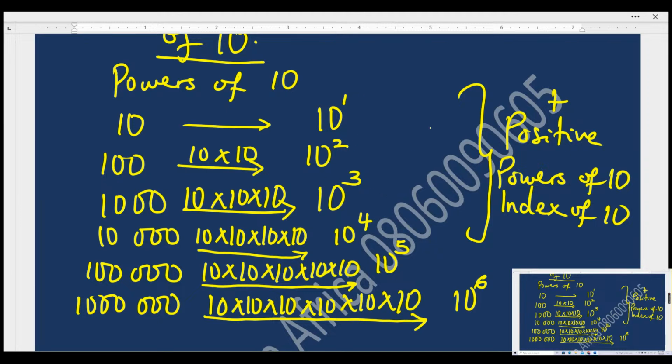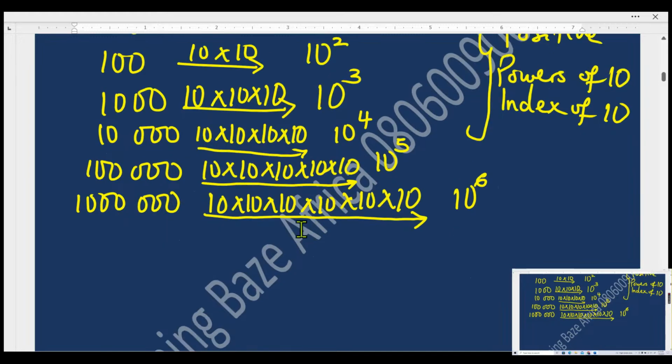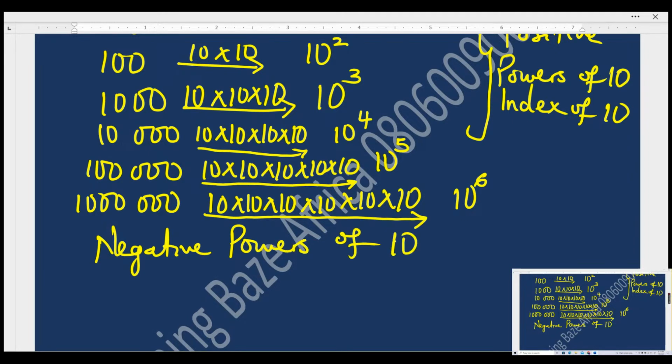Now, what are negative powers of 10? These are powers of 10 that have a negative sign. For a power of 10 to have a negative sign, it means that that power of 10 is a decimal power of 10. So when you have a decimal power of 10, it has a negative power of 10. That's a negative index. Now let's look at the negative powers of 10. Negative powers of 10 are decimals.